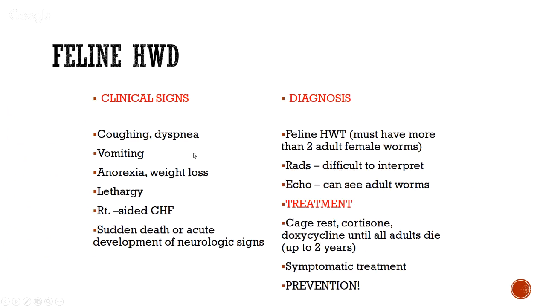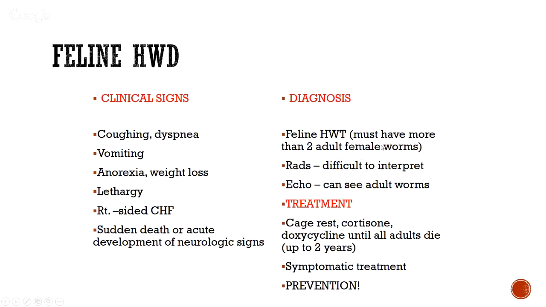You will see some coughing and dyspnea with heartworm disease in cats because of the pulmonary changes, but any cat with heart disease almost always will vomit instead of cough. I don't know exactly why that is, but it probably is related to the pressure on the vagus nerve. But cats with cardiac disease vomit. So anorexia or weight loss will be a sign, lethargy, right-sided congestive heart failure. Sudden death is usually what we see, or acute development of neurologic signs, which is odd, but it relates to the travel of this heartworm that doesn't normally live within cats.